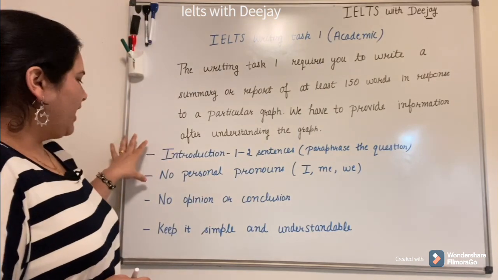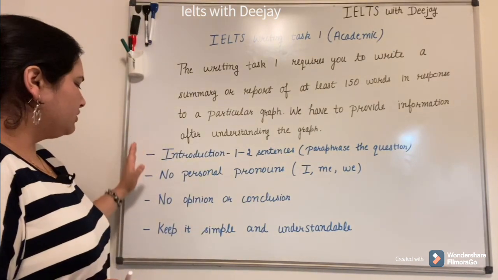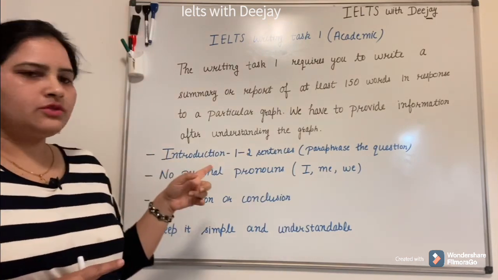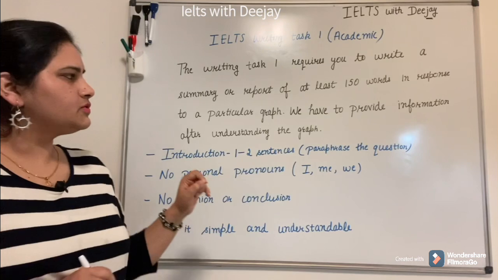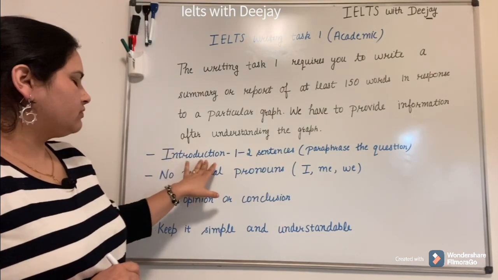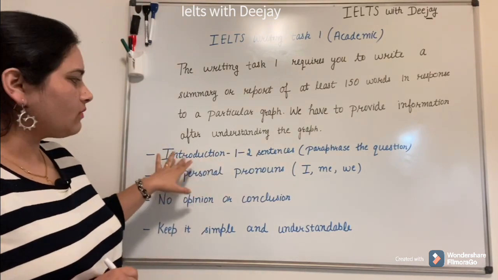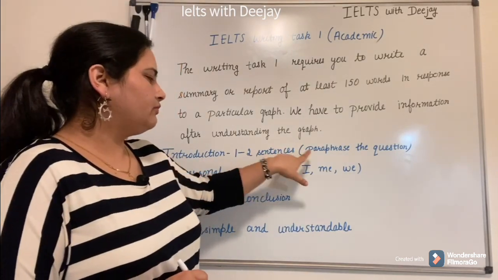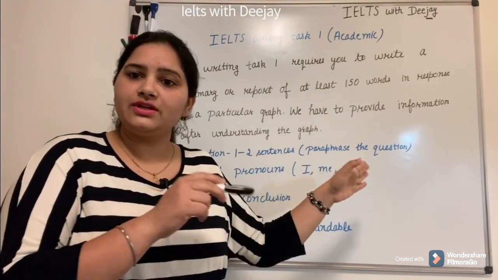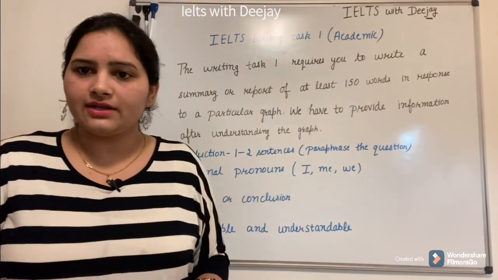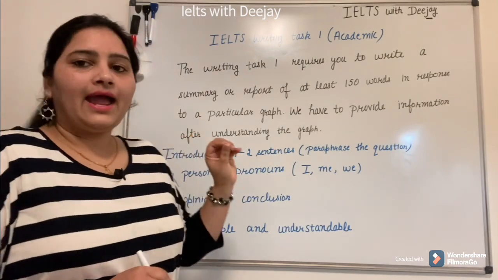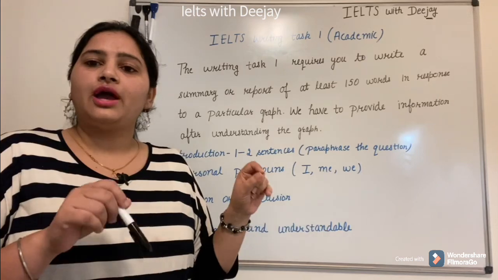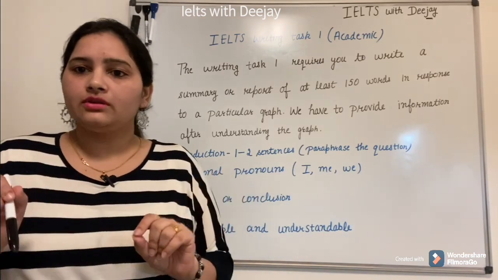Okay, what we have to do is we have to follow this format. This is very simple. We have to write 150 words, that is the minimum. So we have to write the introduction. We'll start with the introduction. Introduction will be only 1 to 2 sentences. In this we will paraphrase the question. Whatever is given in the question, you have to paraphrase that thing only. Do not add anything, do not forget anything. Whatever is given in the question, you have to include each and everything.